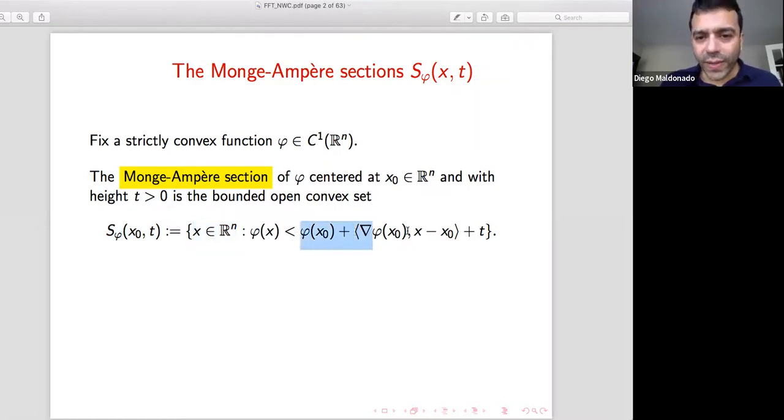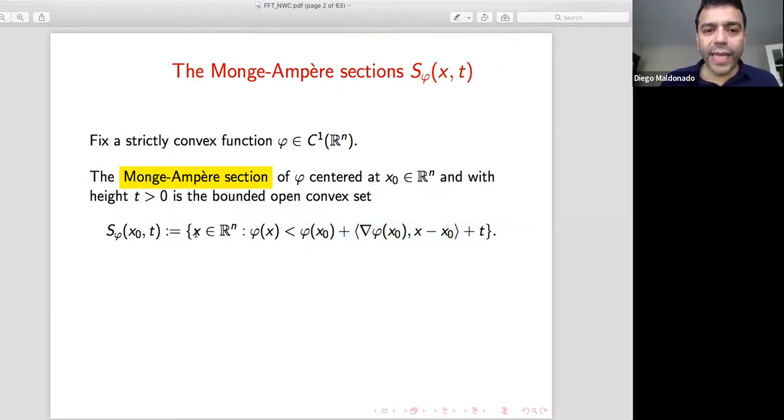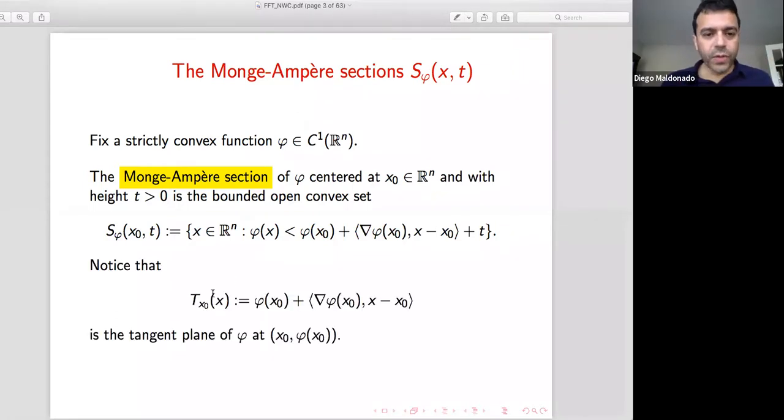Here we see that this part is just the tangent plane of phi at the point x0, phi of x0, and we have just lifted this tangent plane by t. Remember, t is positive. Then we're looking at all the x such that phi of x is smaller. It's underneath. I have a picture, I'll show you. Remember that T_x0 of x is just the tangent plane at this point.